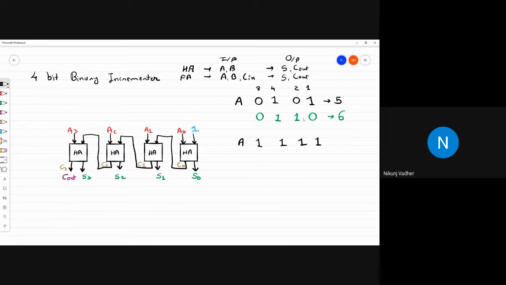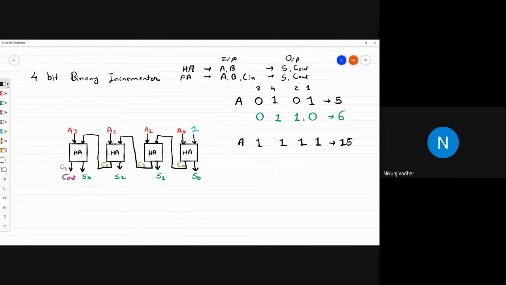Here C out, C3 or C4, is a fifth digit, and our number is only 4 digits. Just be patient for 3-4 minutes and you will have a very clear idea of how it works.